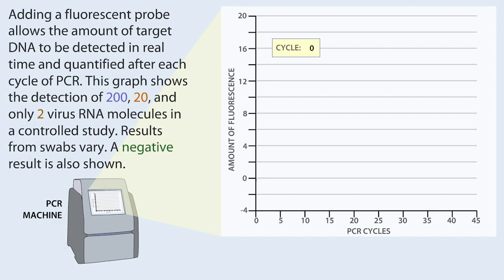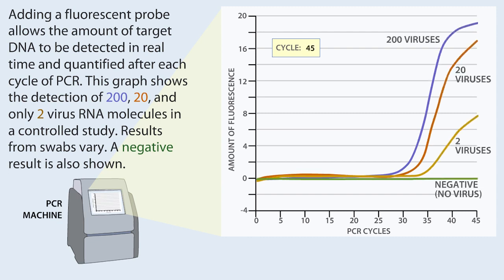Adding a fluorescent probe allows the amount of target DNA to be detected in real time and quantified after each cycle of PCR. This graph shows the detection of 200, 20, and only 2 virus RNA molecules in a controlled study. Results from swabs vary. A negative result is also shown.